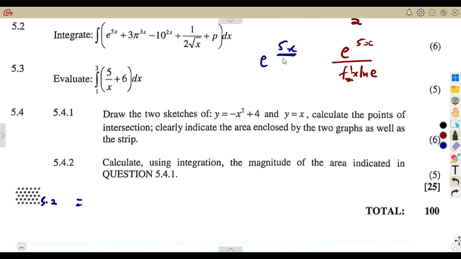So this one is your f of x, so its derivative is 5. The ln of e is 1. So this is just simply e to the exponent of what? Of 5x over 5. If you know this, guys, just write the answer. Remember, understand this concept, then we move on to another part.